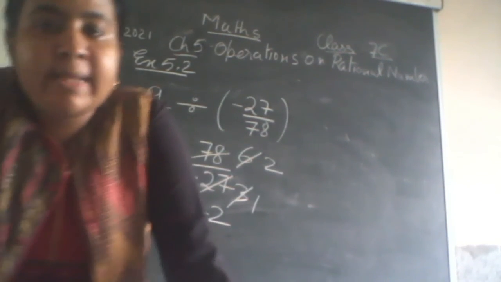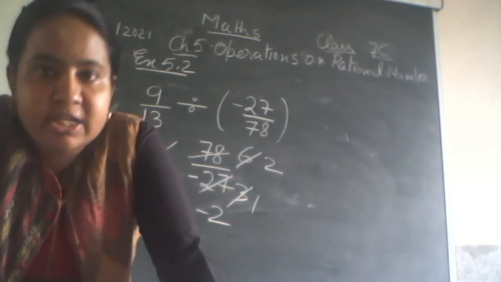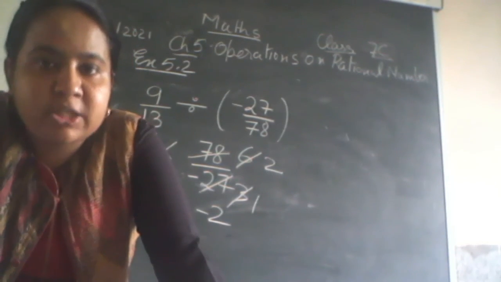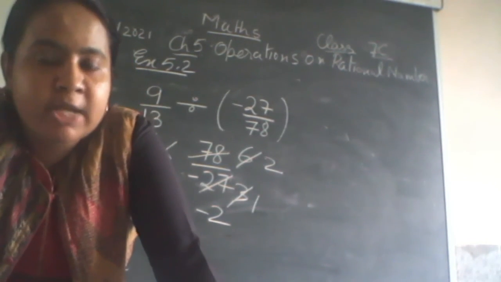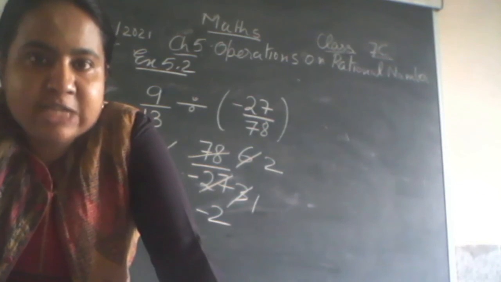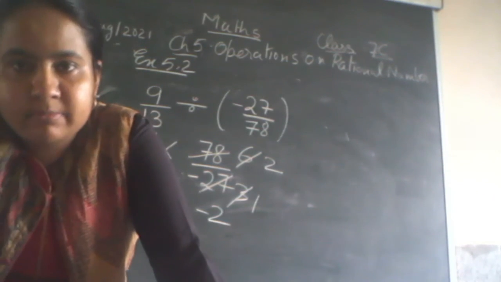The signs will be getting balanced, but in case of addition and subtraction, there is a problem. If the denominator is negative, we cannot take out the LCM. That's why we balance them first. Is it clear?